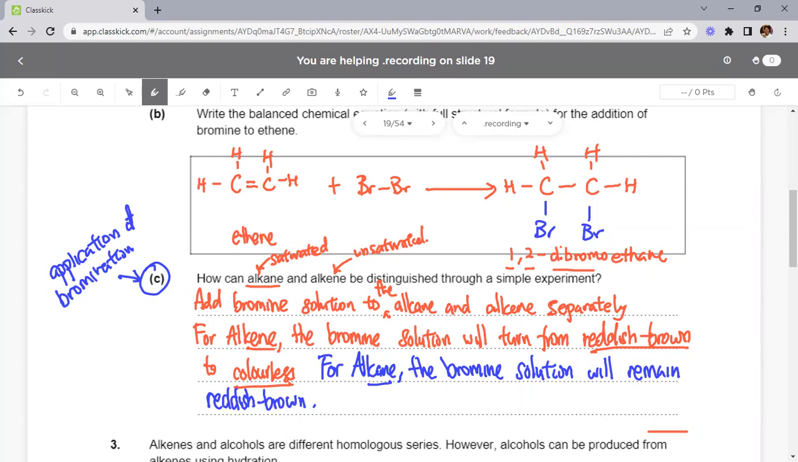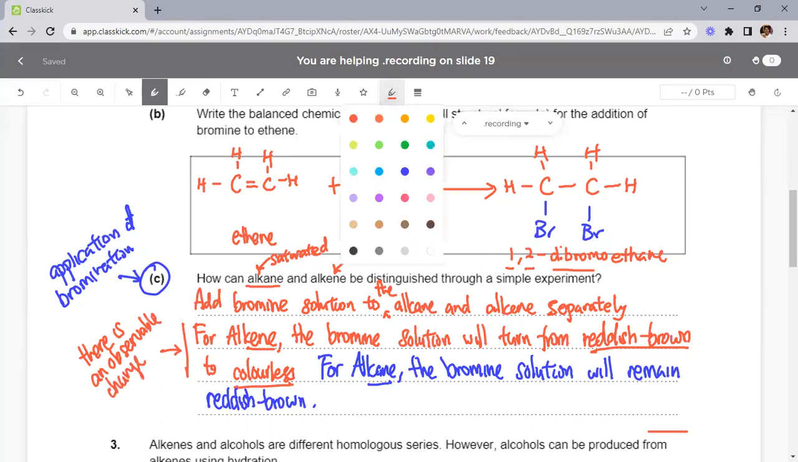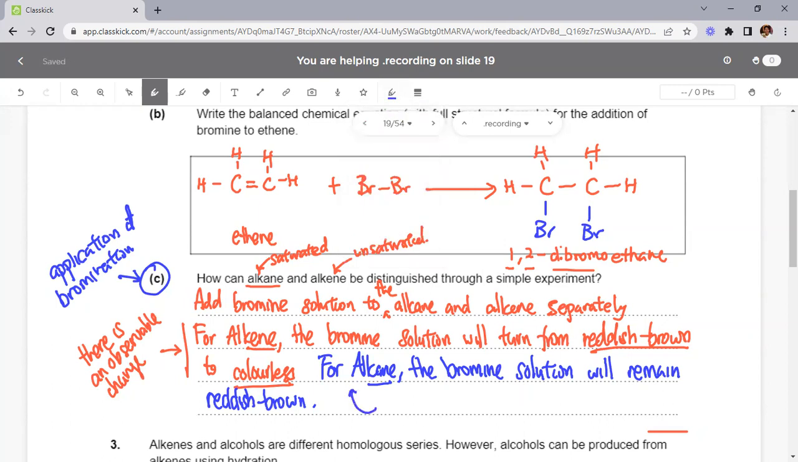Because for alkene, there is an observable change. Whereas for alkane, I'm going to write in blue, there's no observable change. Your bromine solution remains reddish brown. So bromination is used to distinguish between alkene and alkane. So just take note of that. Okay, so that's for bromination.